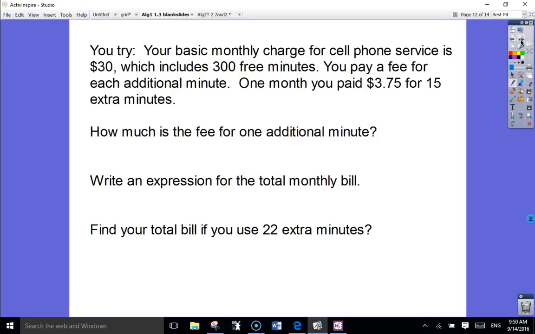The ultimate thing is to answer this last question. But if you want, you could use these questions to guide you through it. Like first, how much is the fee for 1 additional minute? What's the math going to be to find it? Okay, so 3.75 divided by 15. What is it? Got a calculator right there.